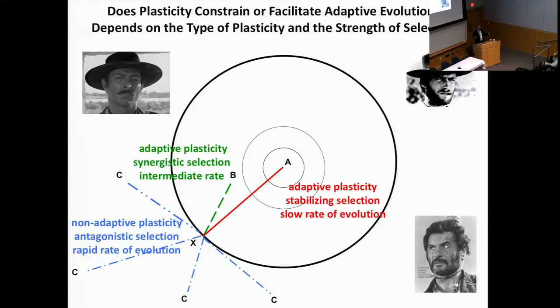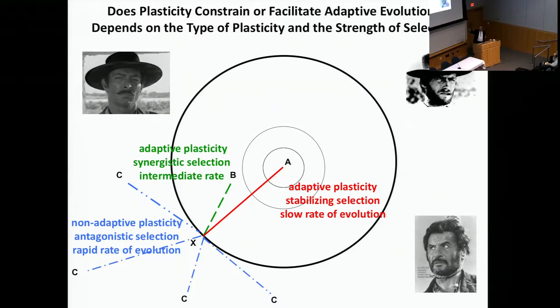And as a result, there's a strong antagonistic selection to overcome that plasticity, and these should be perhaps the traits that we focus on for maybe evolving most rapidly. These are the ones that we would maybe focus in on if you were interested in evolutionary rescue.